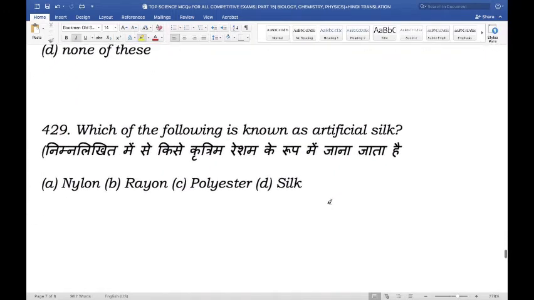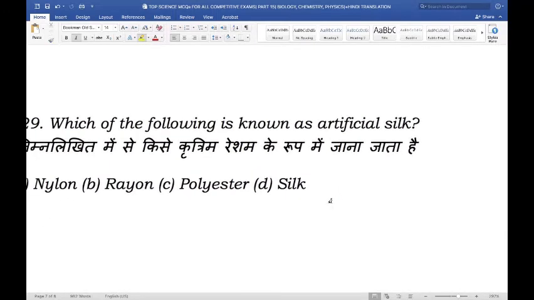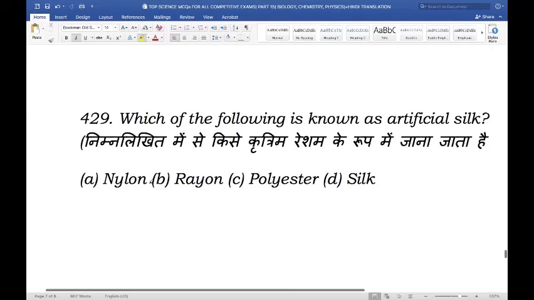Next, which of the following is known as artificial silk? Is it nylon, rayon, polyester, or silk? And the correct answer here is rayon.